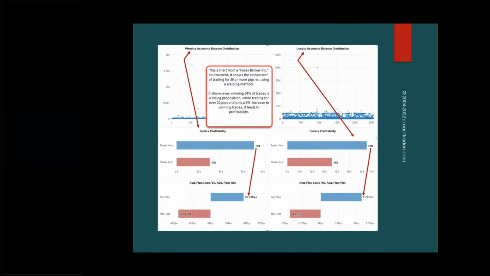All right. So this was a very famous Forex broker, and he did a contest. At the end of the contest, he took a look at all the losing accounts and what happened to them. Well, they were right about the trade 64% of the time.